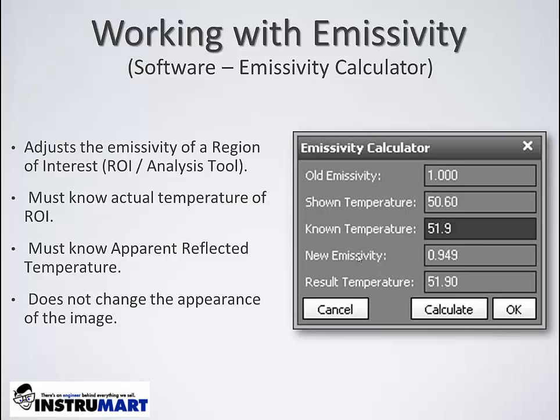First of all, I must know the actual temperature of the region of interest, which I did. You must also know the apparent reflected temperature, which I had measured. And a third note is that this is a mathematical correction, and it will adjust and change the mathematical reporting or output from the region of interest, but it doesn't change the appearance of the image.